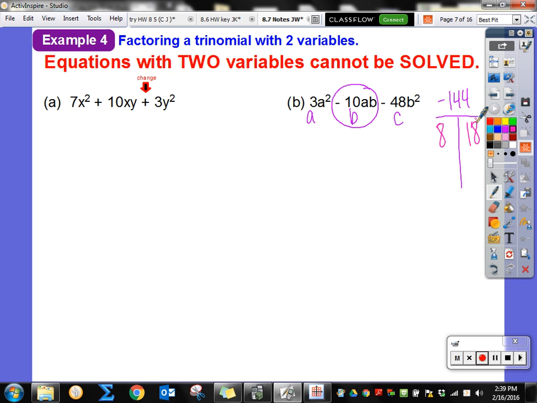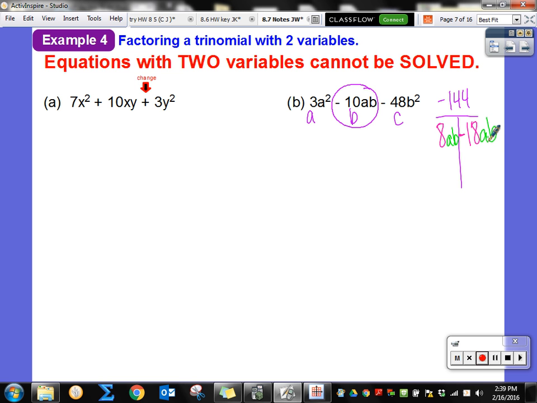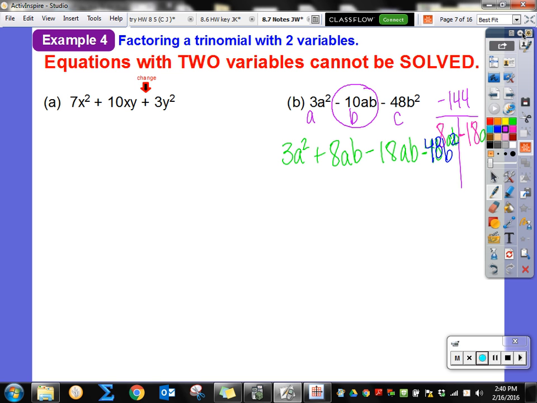And then I'm going to figure out which one needs to be negative. So which one is that? Negative 18. When there's two variables, I really like to put the variables. So I put an A, B with each of these. Then we rewrite. So we keep our first term at 3a squared. Then instead of the minus 10ab, I'm going to write plus 8ab minus 18ab. And then minus, oh, I'm out of room, 48b squared.